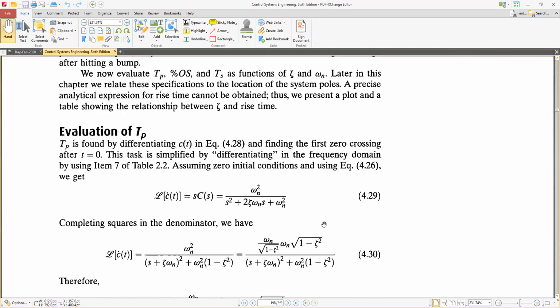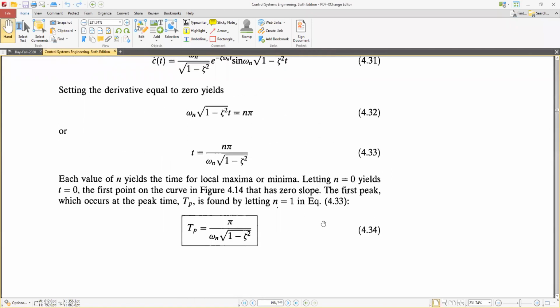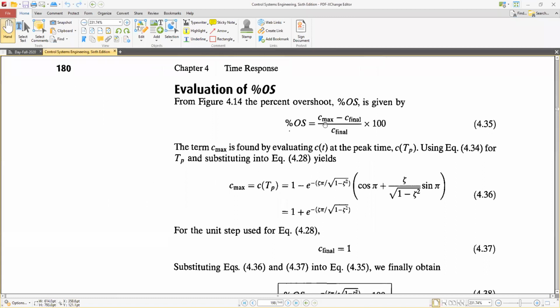And another one, the evolution of TP. Oh, peak time. This is called the peak time. So this is the equation of peak time: pi divided by omega n square root of 1 minus zeta square. And percentage of overshoot is (C max minus C final) divided by C final, times 100.